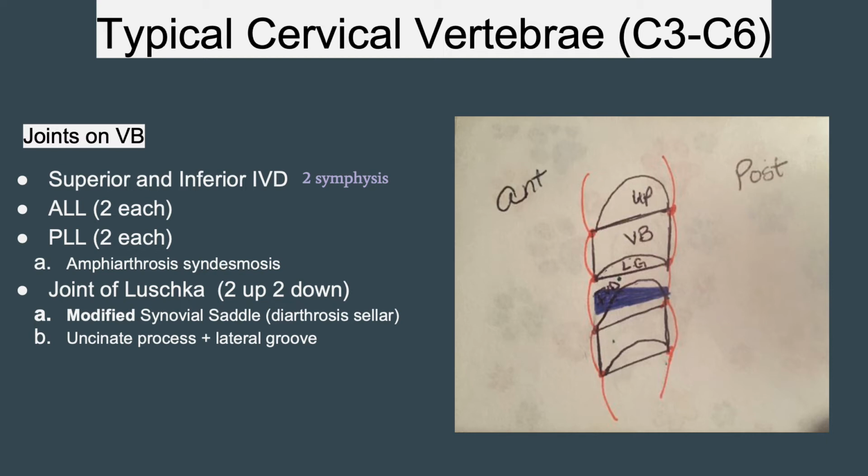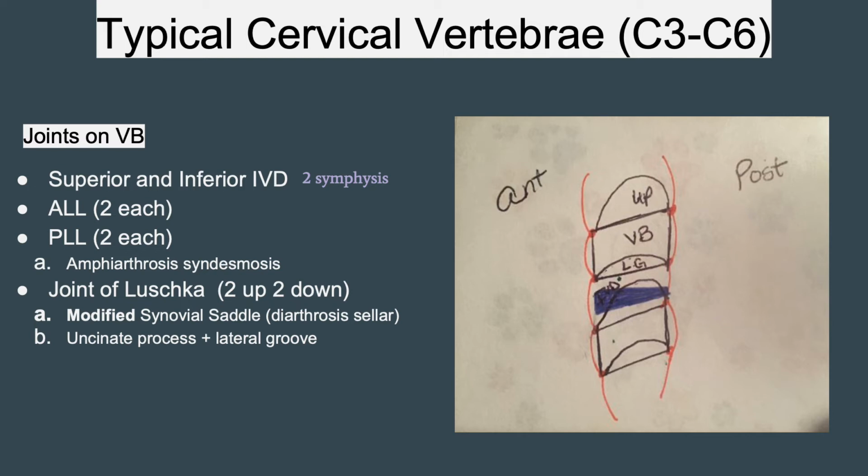So we've got 2 on the body right now. And then on your ALL and PLL, remember those are amphiarthrosis syndesmosis joints. That's where that diagram on the right comes in handy a little bit to recognize that there are 2 articulations for each of those. So sometimes we think of the ligaments as just being plastered against the vertebral body, but that's not actually the case. So they articulate at the top of the vertebral body and at the bottom of the vertebral body.